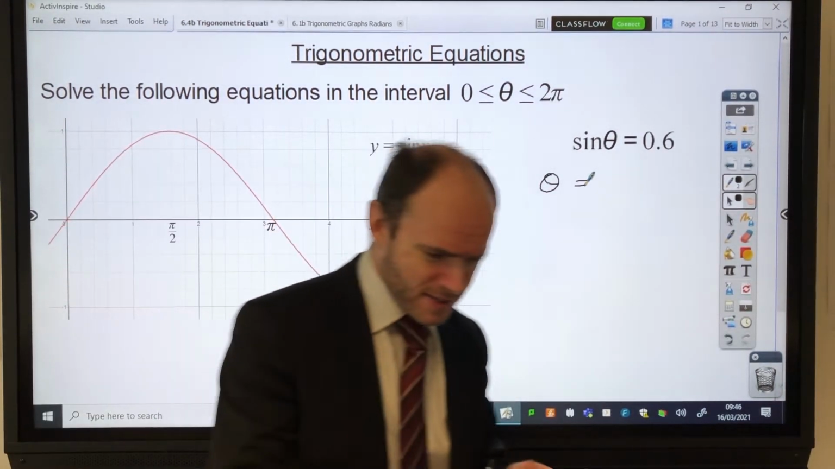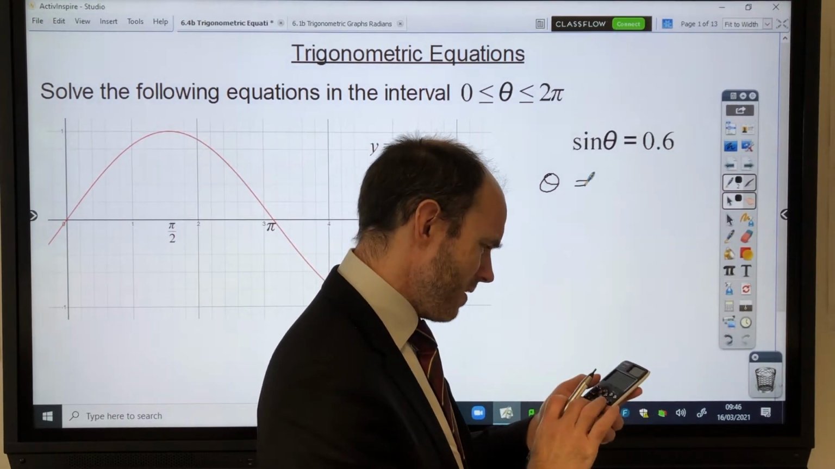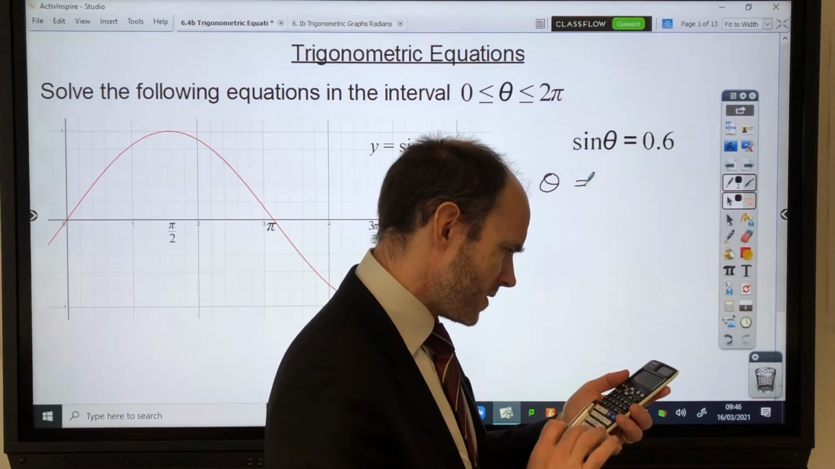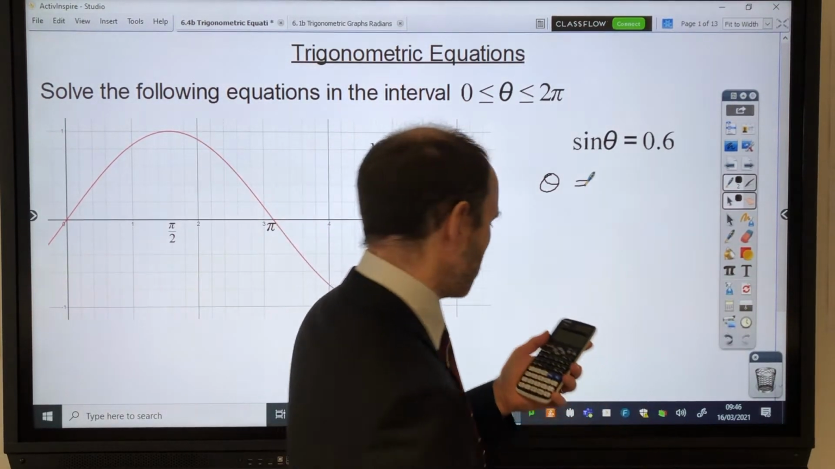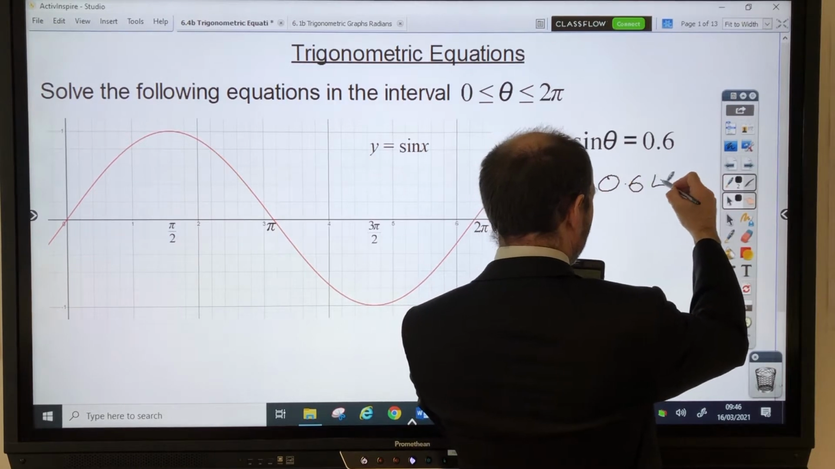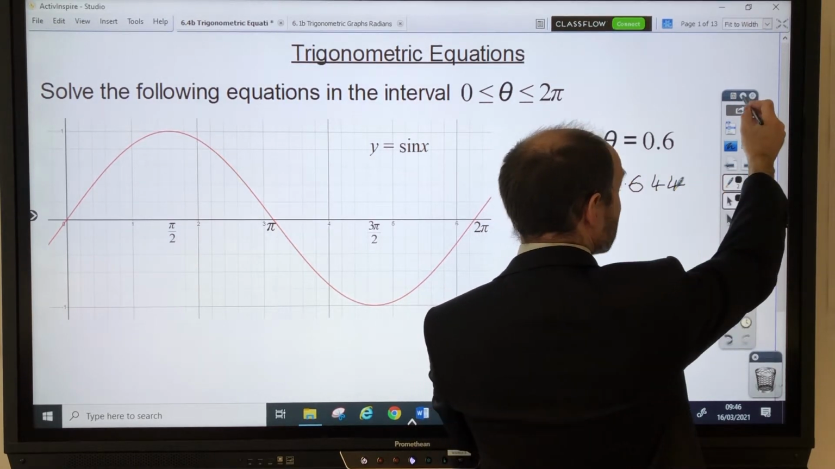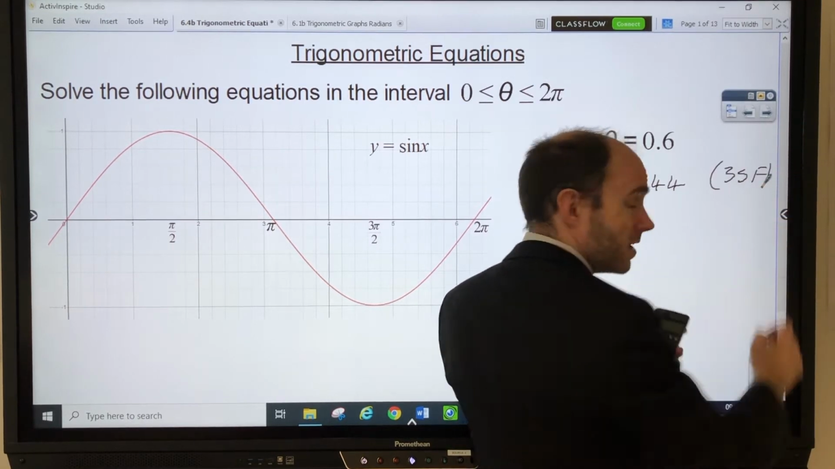Right, here's my calculator. Let's make sure it's in radians mode. Mine is, of course. Then you just do inverse sine of 0.6, and the first answer should be 0.6435 something. So I'm going to put 0.644, to 3 significant figures. So that's the first answer.